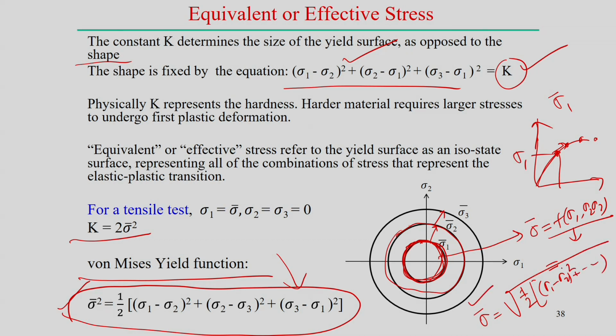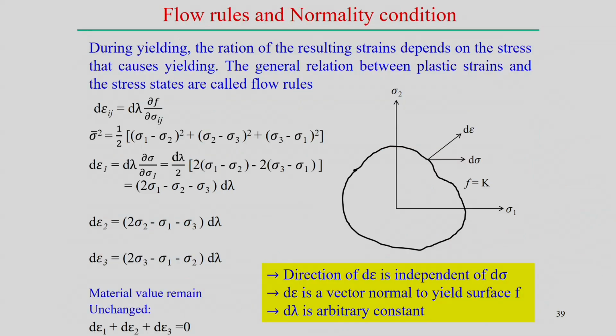So, this is the equivalent stress if we follow the von Mises yield condition. Similarly, flow rules and the normality conditions also exist during yielding, and in what way we can define how the yield surface evolves. But for the sustainability of the yield surface during the continuous plastic deformation, we need to put some kind of normality conditions in the plasticity model also.